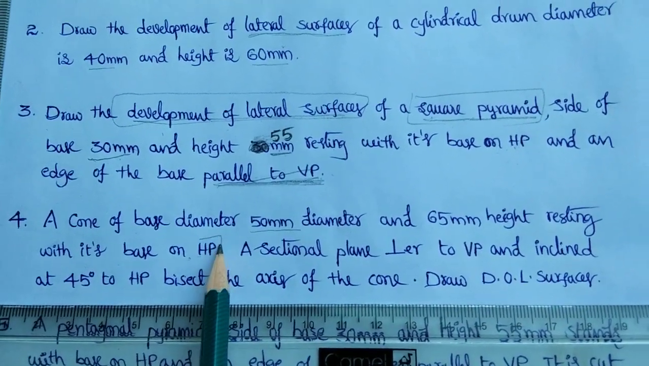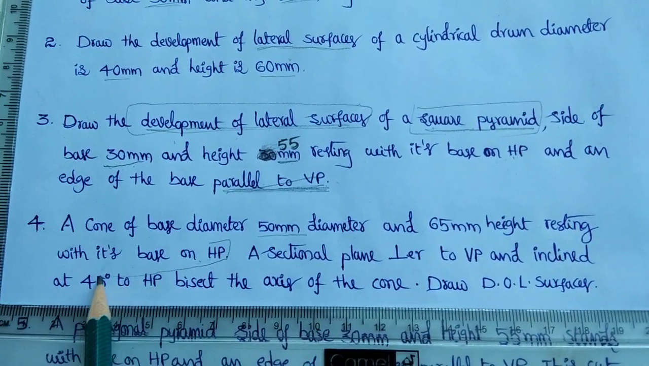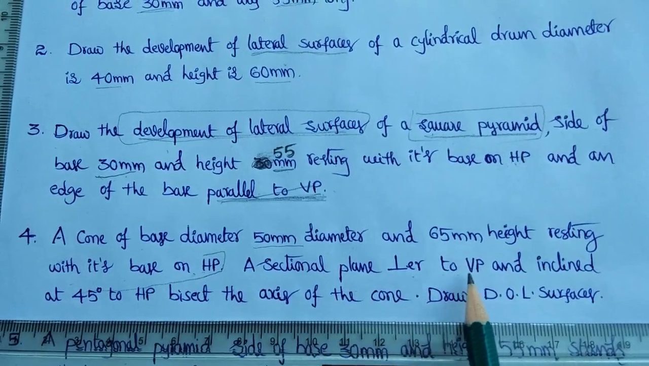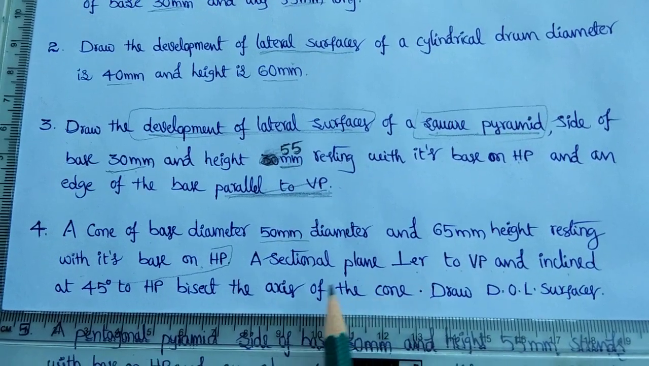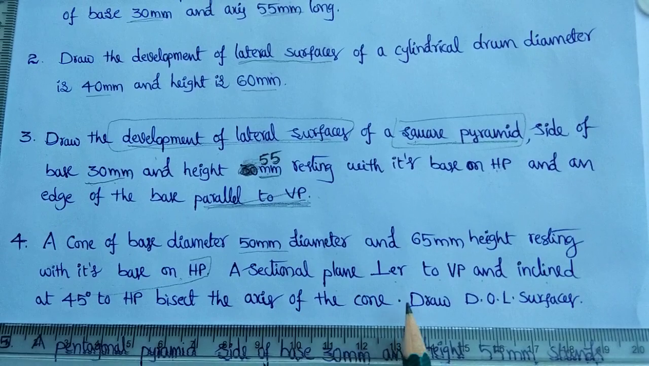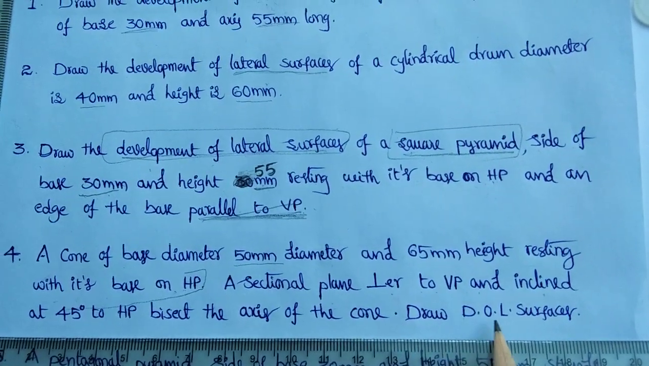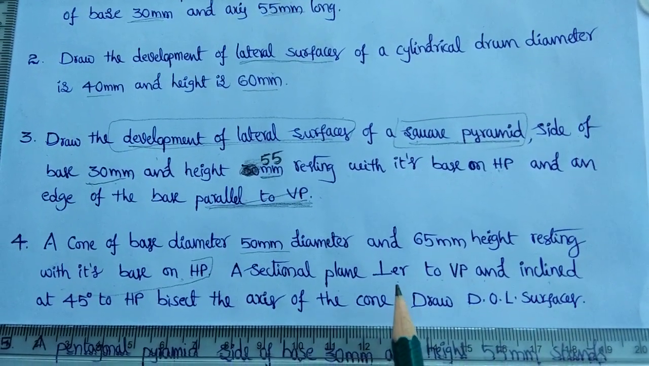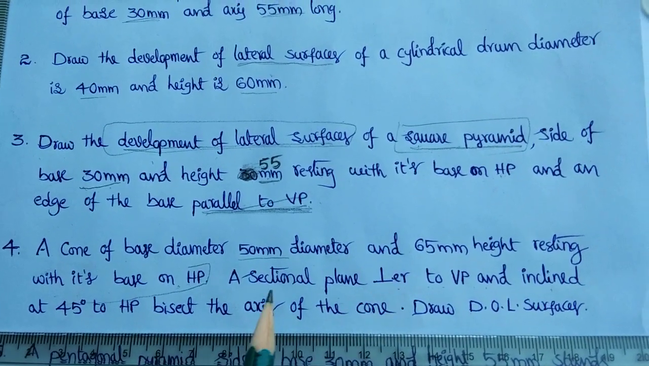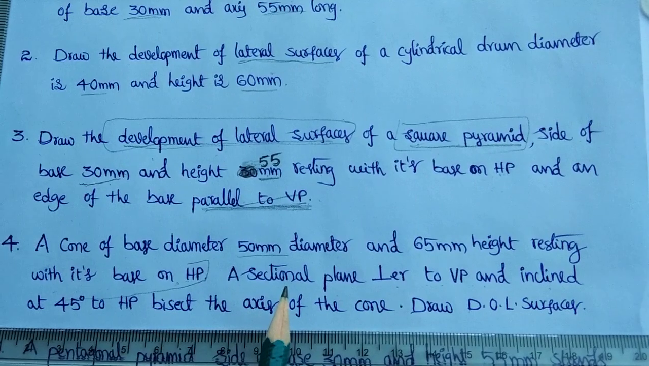For the purpose of constructing projections, we have these conditions. Next, a sectional plane perpendicular to the VP and inclined at 45 degrees to the HP bisects the axis of the cone. Draw the development of the lateral surface of the truncated cone. That is the given problem. Actually, this is related to sections of solids.